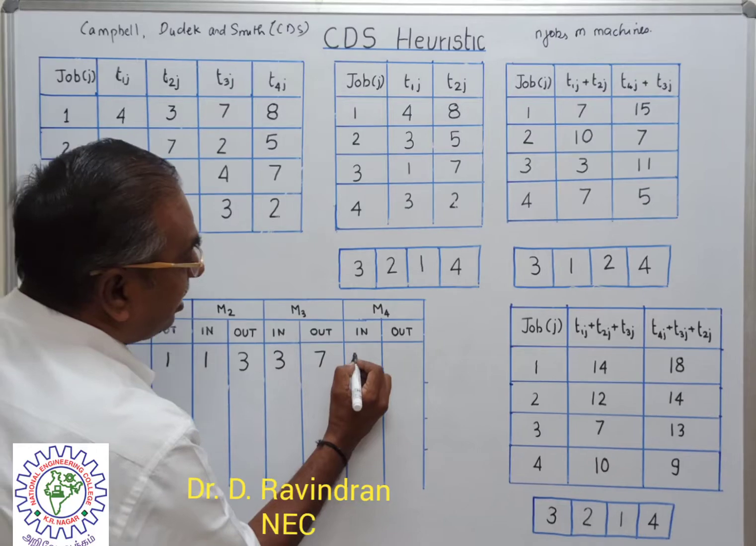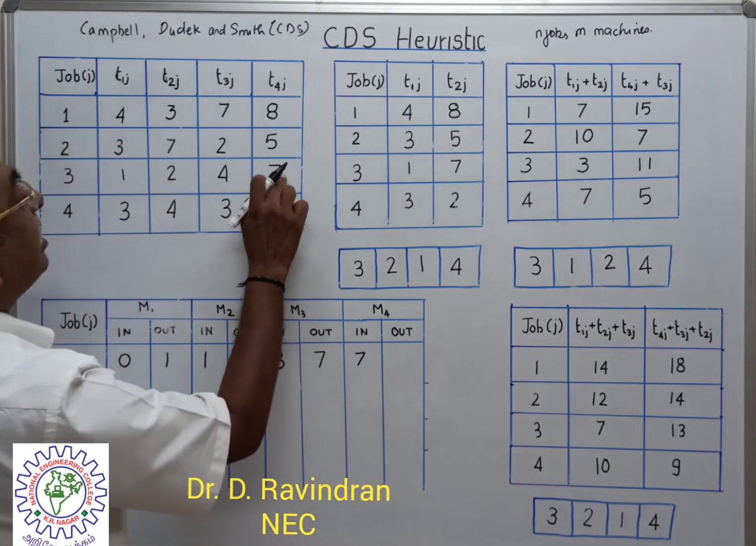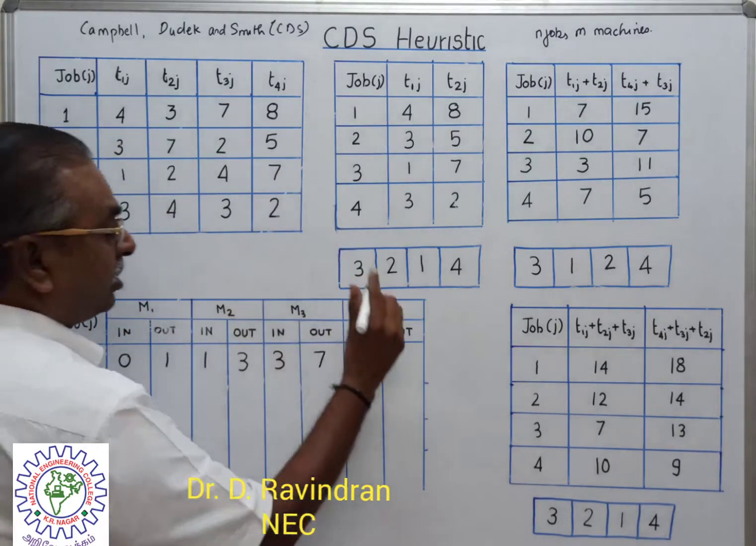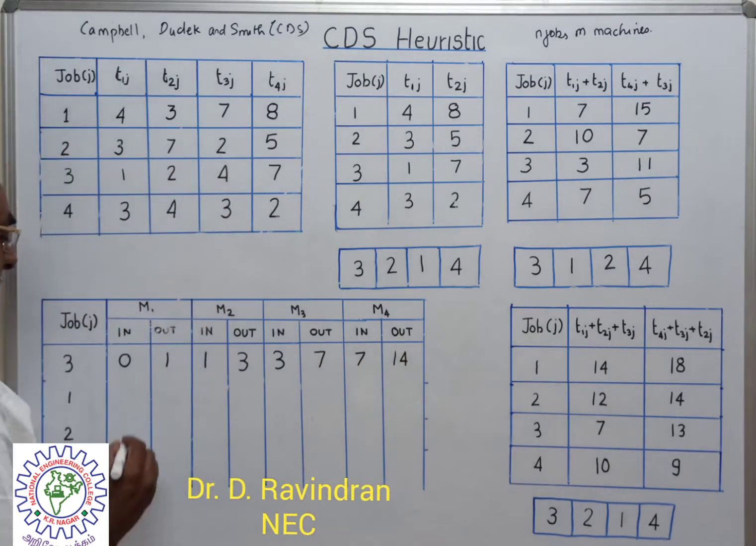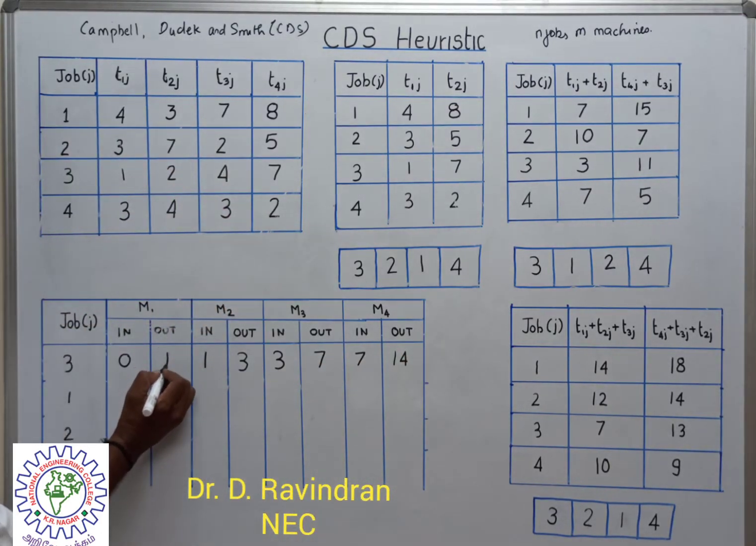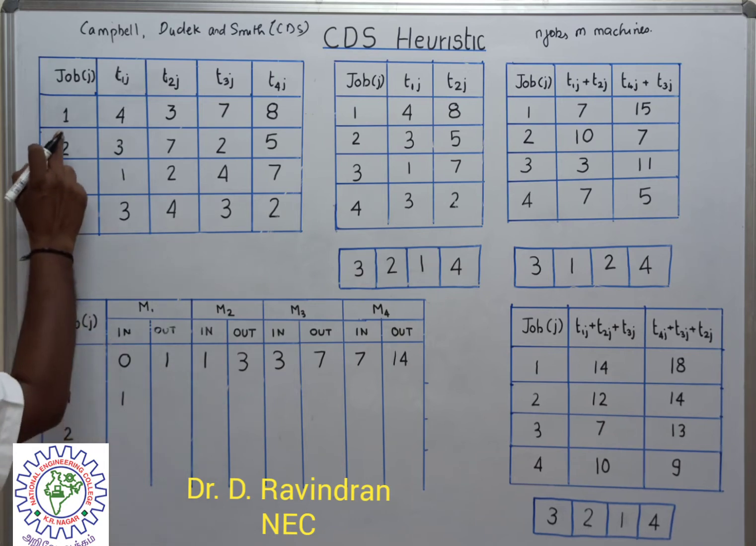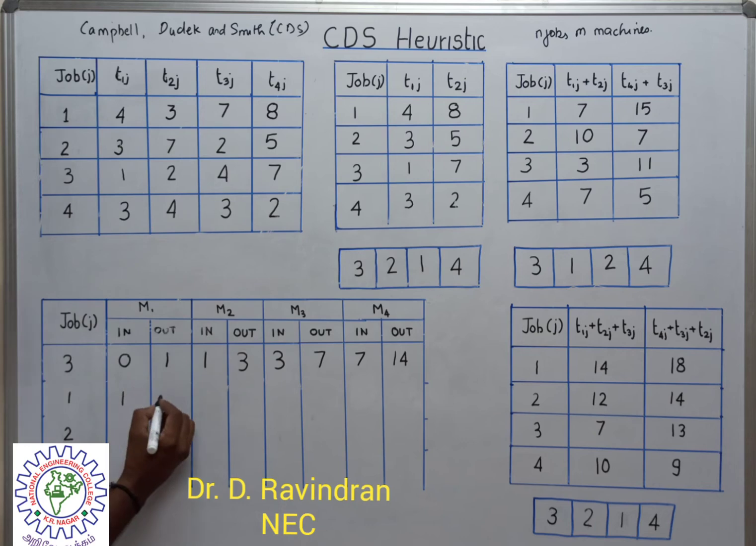At 7 hours it enters the machine M4. There it is getting processed for 7 hours. So at 14 hours it is coming out. As soon as machine M1 is free after 1 hour, it takes up the next job, that is the first job. There it is getting processed for 4 hours. So at 5 hours, this first job will be coming out of the machine M1.